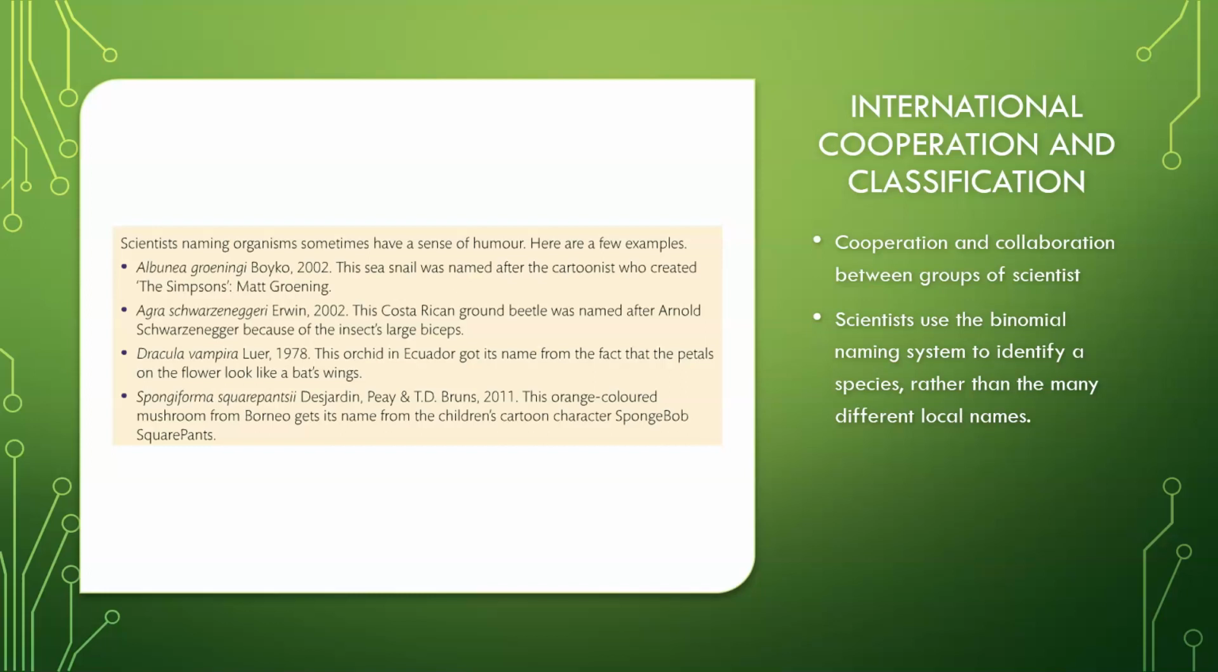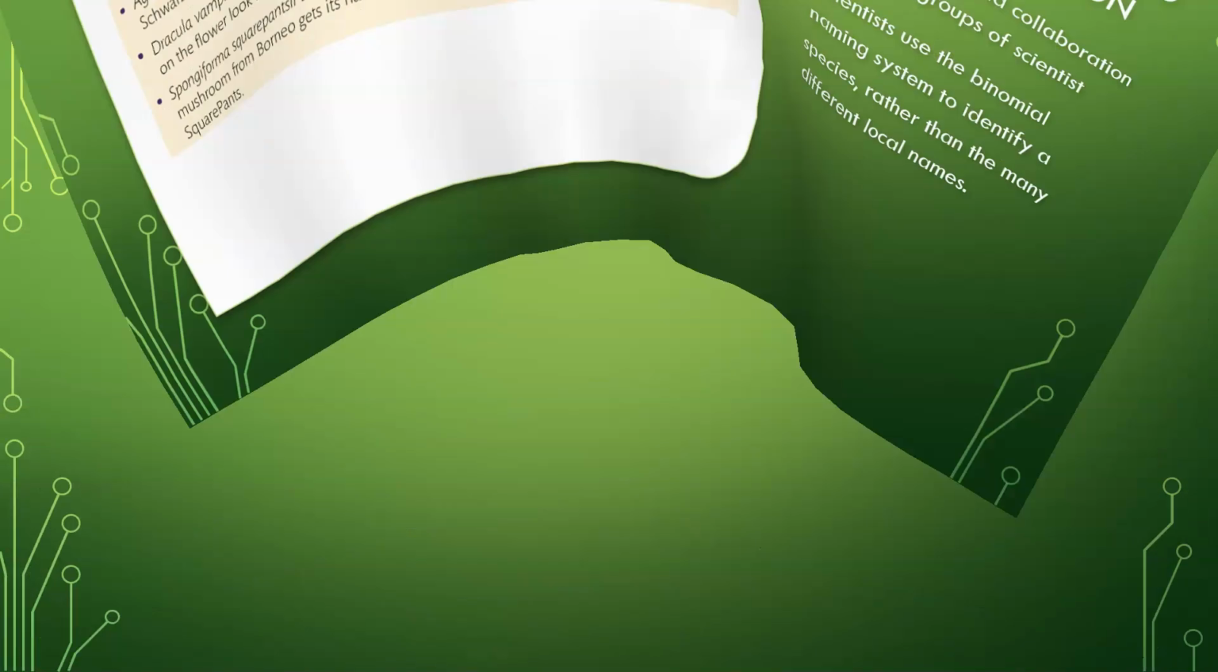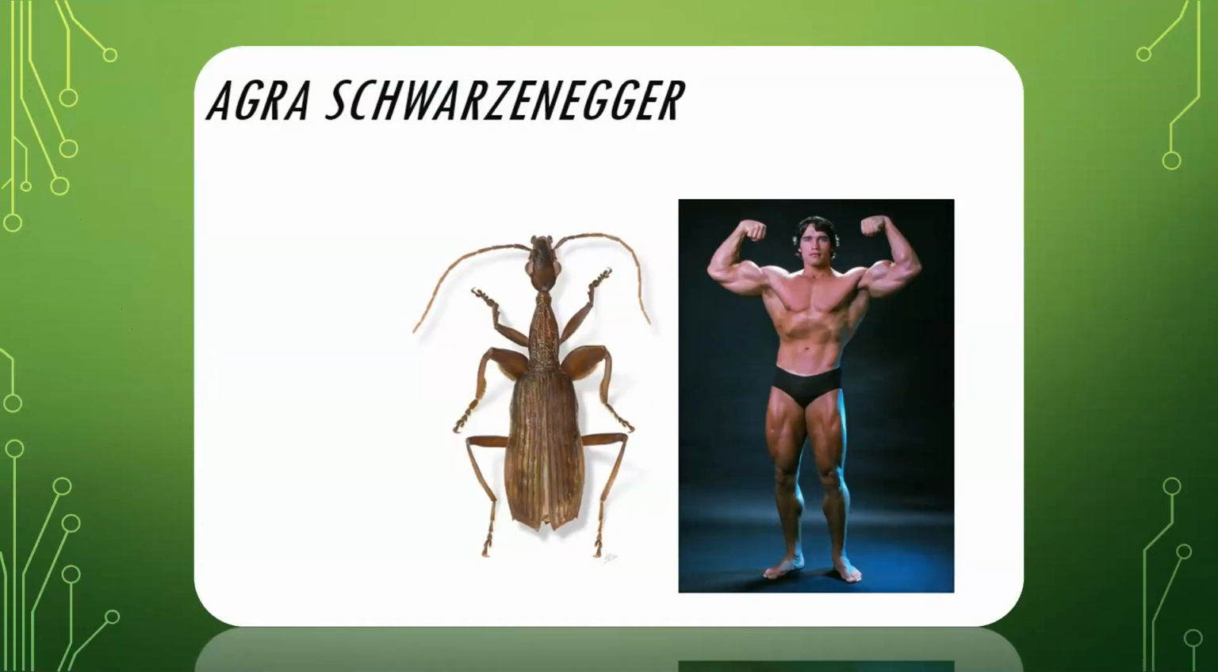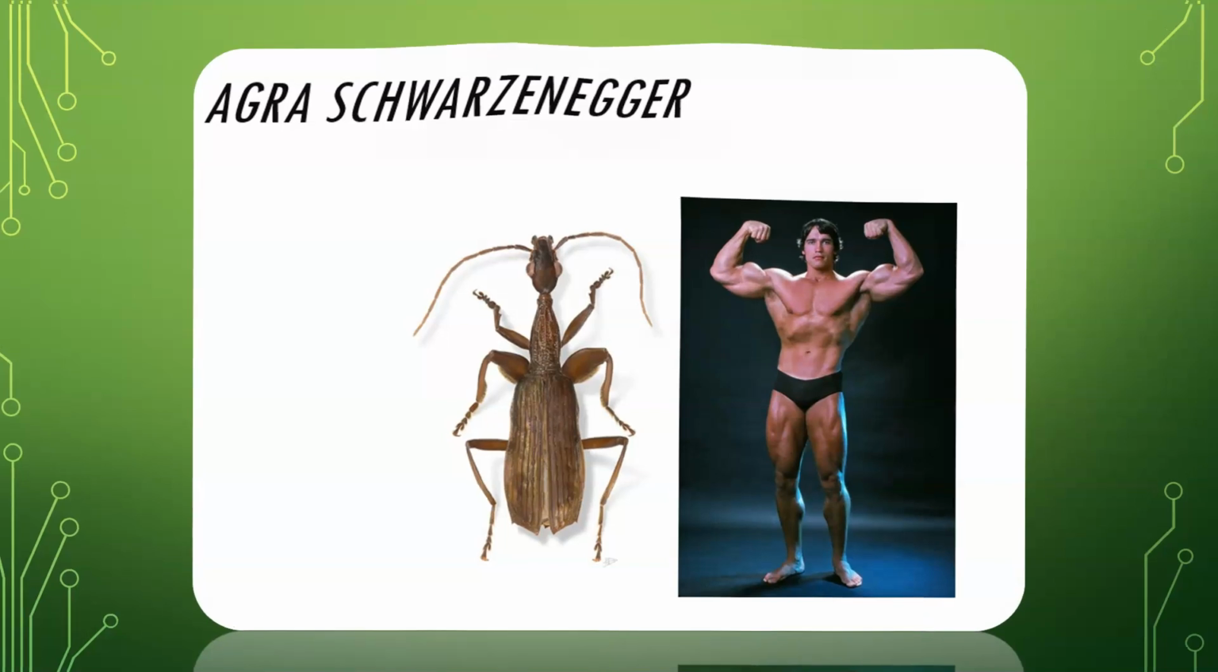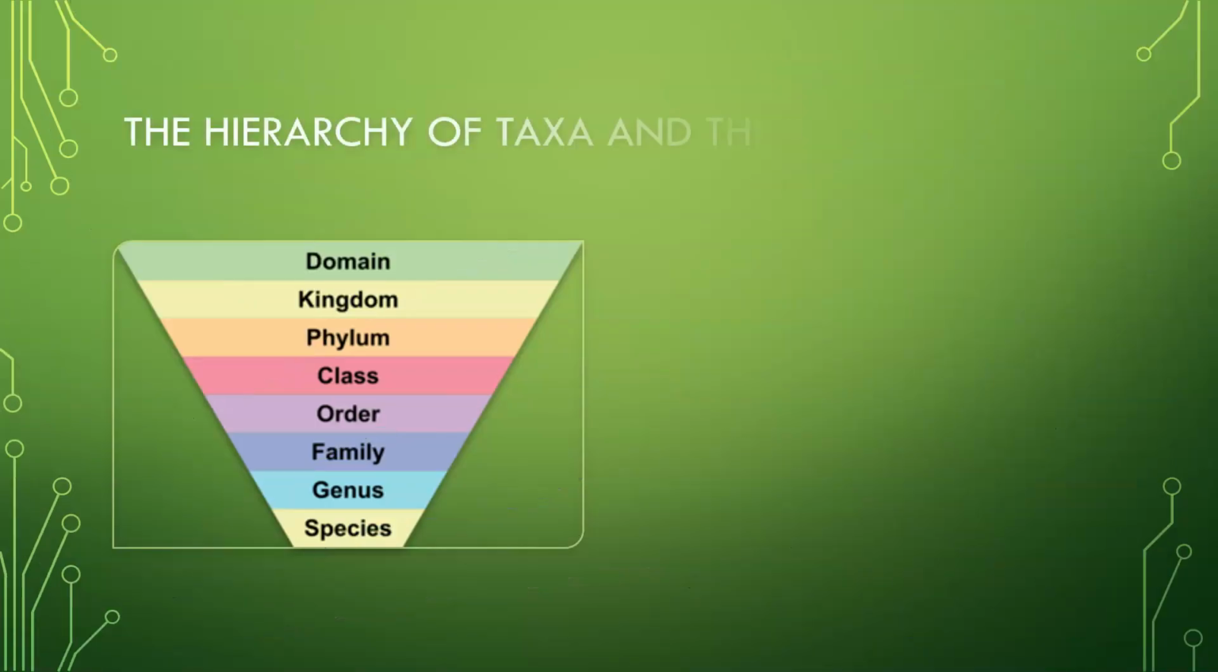Dracula vampira. This orchid in Ecuador got its name from the fact that the petals look like bat wings. Spongiforma squarepantsii, SpongeBob SquarePants there. And here we've got Agra schwarzeneggeri. That is actually for real as well, guys.